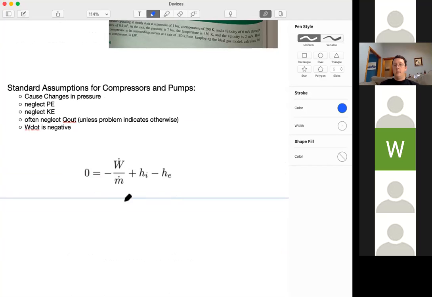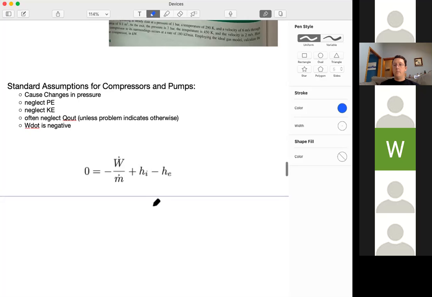So that is kind of a standard modeling equation. So if they say it's a pump and they're not giving you any particular details, you can pretty much go straight to this equation. All right, no questions.